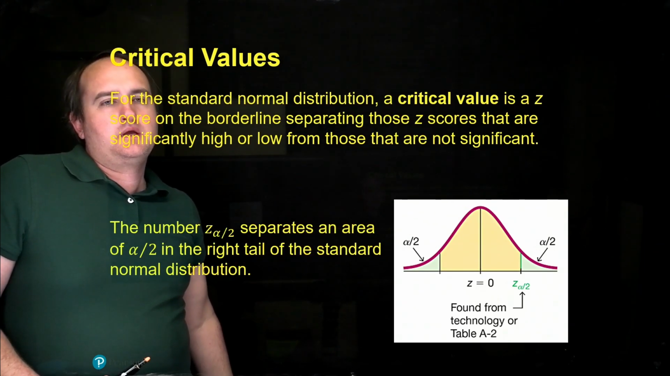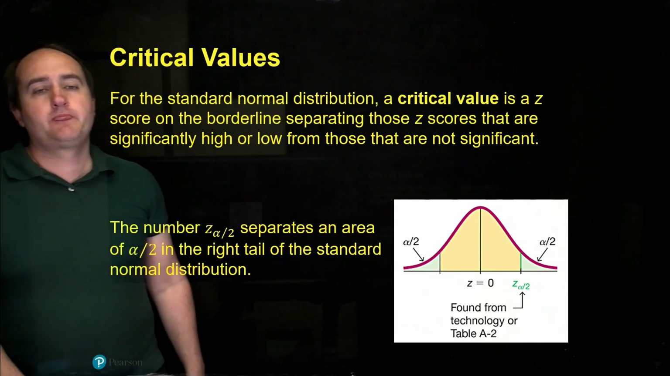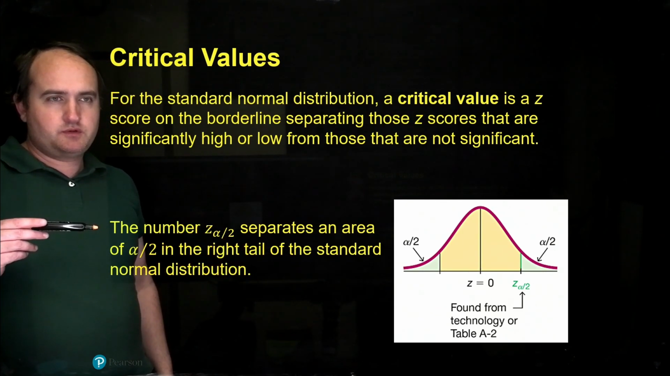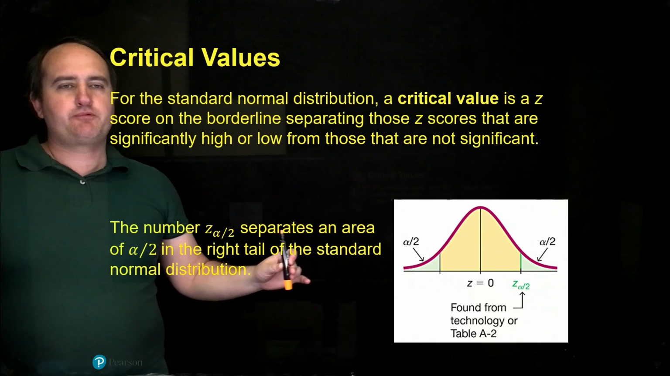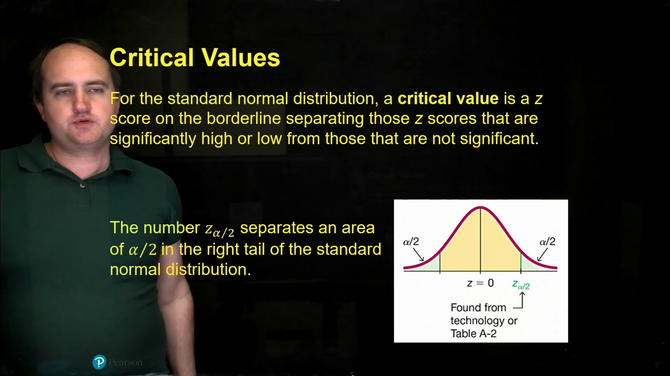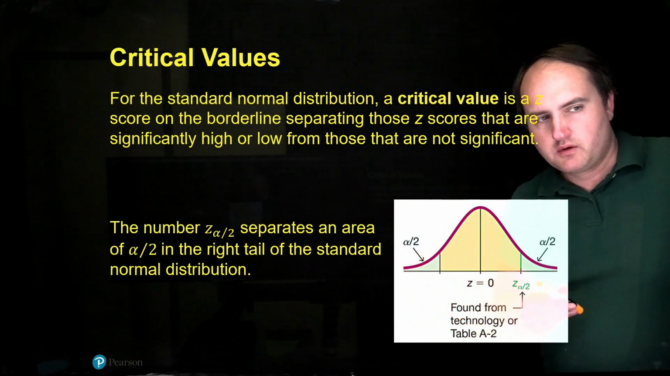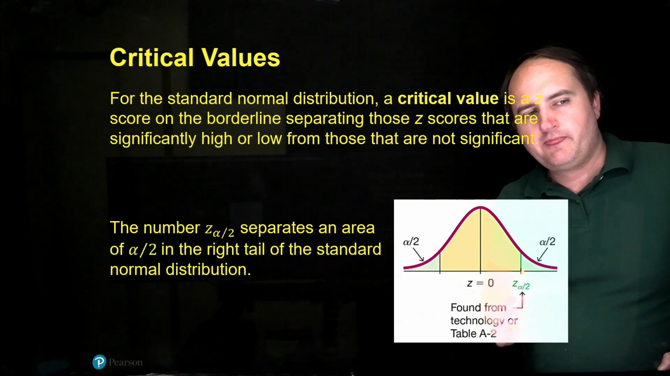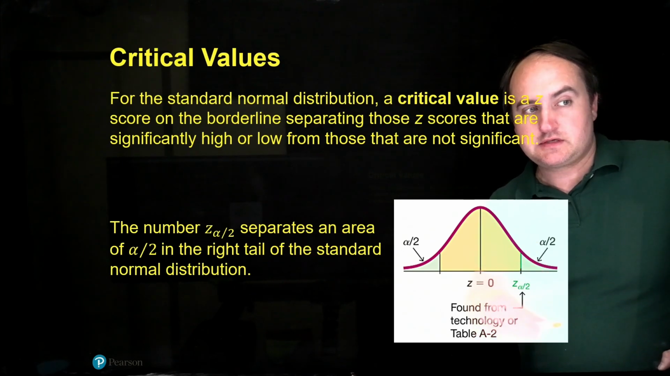Okay, and that's why alpha is actually called your level of significance. And then the picture looks like this. So the number z sub alpha over 2, which is the same as your critical value, separates an area of alpha over 2 in the right tail of the standard normal distribution. So what they're saying is your critical value is just a z-score, and they're calling it z sub alpha over 2. And all it means is that the area to the right of z sub alpha over 2 is alpha over 2.